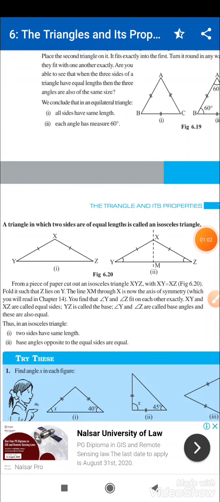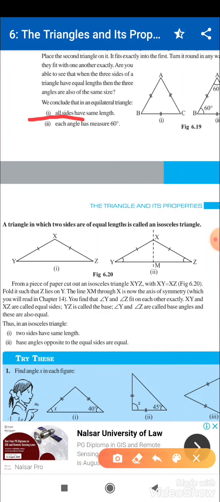Now the question is, what properties does an equilateral triangle hold? The first property is that all sides of this triangle have the same length. The next property is that each angle has a measurement of 60 degrees. Move to our next topic.